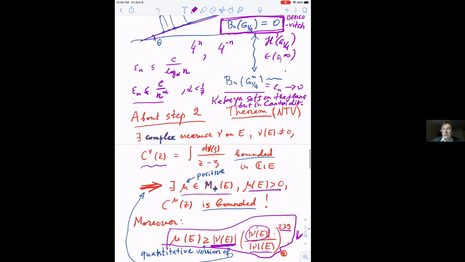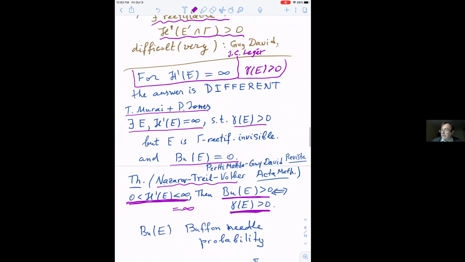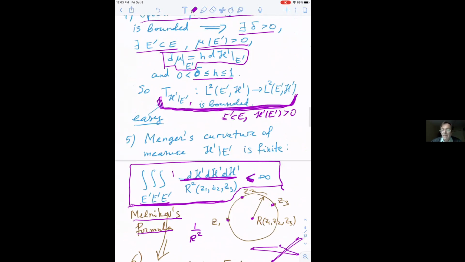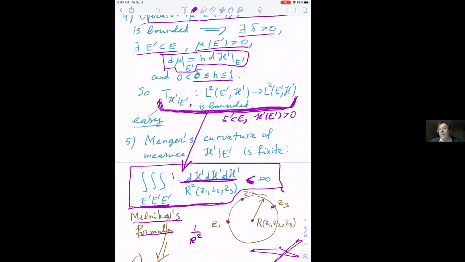But you cannot repeat, and you cannot repeat for a very funny reason. This step is false. Guy David calls this the curse of dimensionality. This amazing Melnikov's formula disappears. It's not true. It doesn't give anything. You just don't have this part of information. And this is why this part was called Guy David's problem. He and Stephen Semmes wrote two books, maybe 600 pages together.